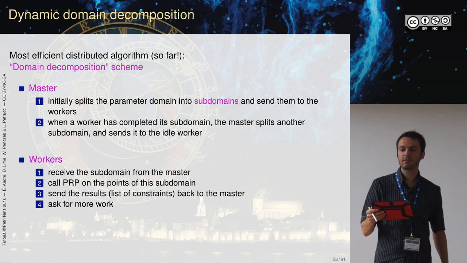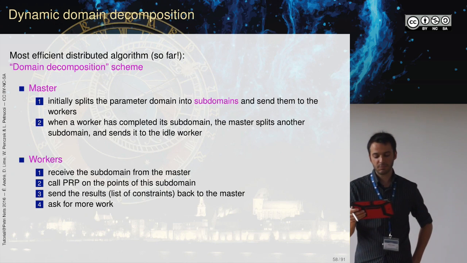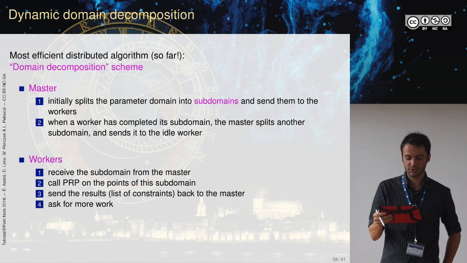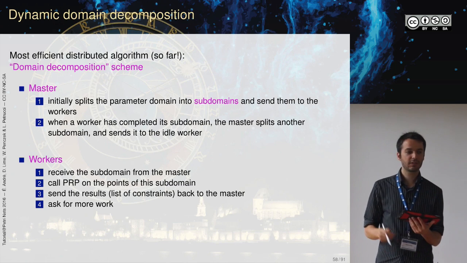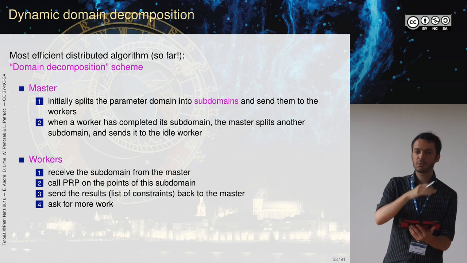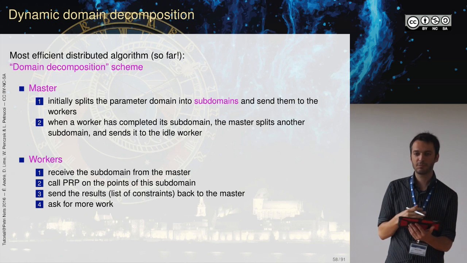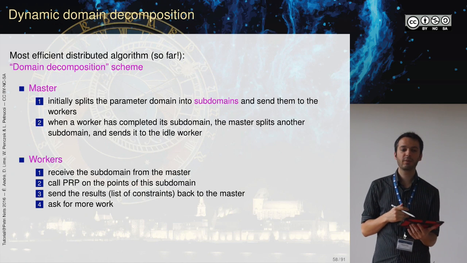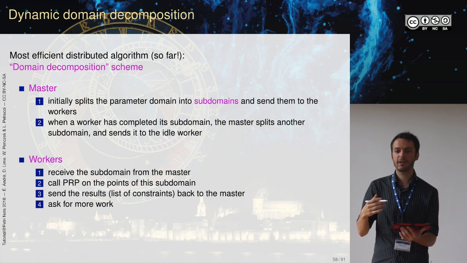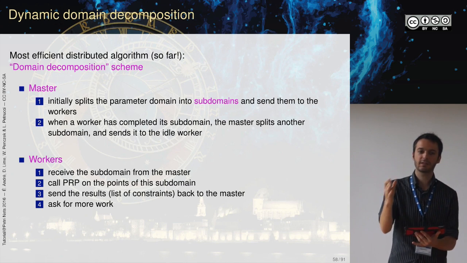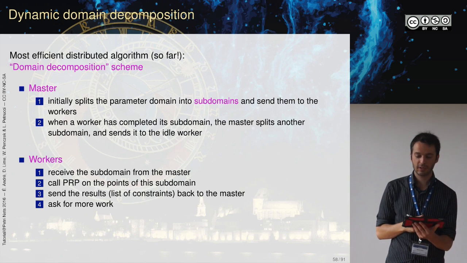In general, the most efficient distributed algorithm that we experimented with is a domain decomposition scheme, actually dynamic domain decomposition. The master will initially split the parameter domain into subparts and will send them to the workers. Then the workers will try their best to find valuations that are correct in the subdomain and then send the result to the master. And when a worker has completed its work, then the master will find the least efficient worker, cut its job into two parts, and give one of them to the worker who finished its job.